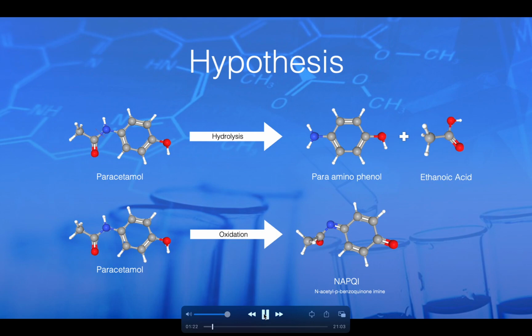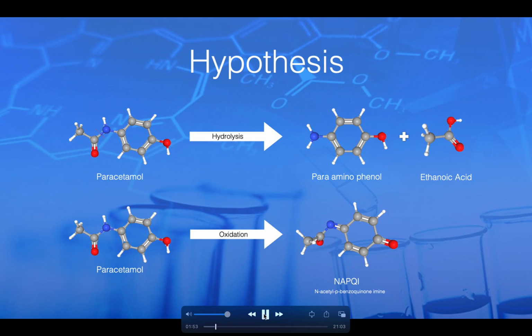The paracetamol molecule contains a few functional groups: the amide, the aromatic, carbonyl, and the hydroxyl. I hypothesize that the paracetamol will decompose in two ways, through a hydrolysis reaction or an oxidation reaction. In the hydrolysis reaction, the water molecule, which is a nucleophile, will attack the amide bond, creating para-aminophenol and ethanoic acid. A hydrolysis reaction essentially splits the molecule at its weakest link, which is the peptide or the amide bond.